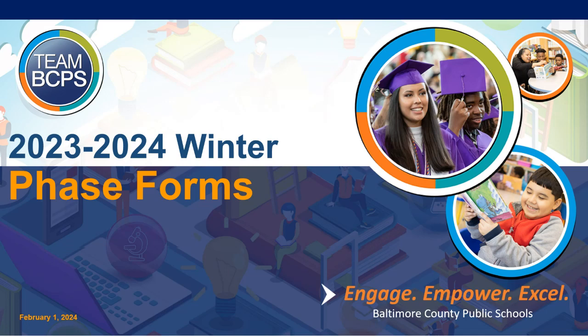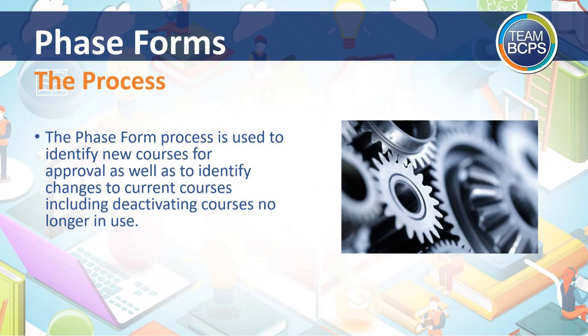Right, thank you, Chair Lichter. I'm here today to bring forward our winter phase form process. The phase form process is what we use to make any changes, updates, or deletions to our course catalog. And so this is an important part of our process that we do to support schools in offering different courses to align with our students' program of study. You can go to the next slide. I'm going to go quickly since I know you had an opportunity to listen to it. As I mentioned, we use this process typically twice a year.